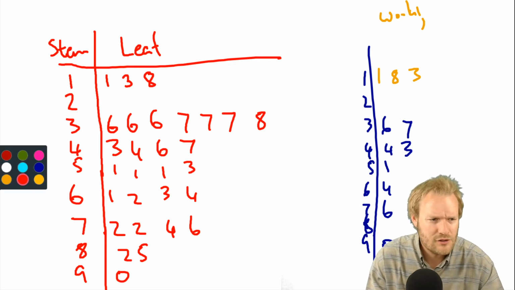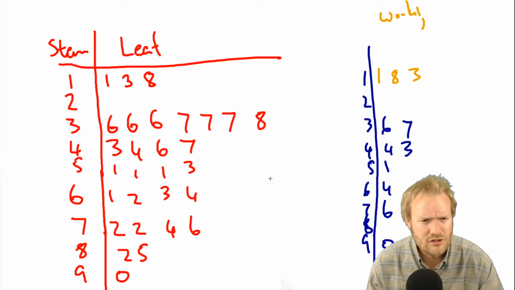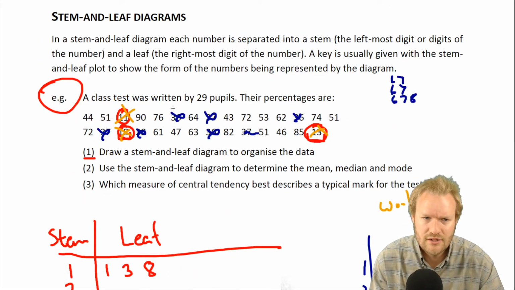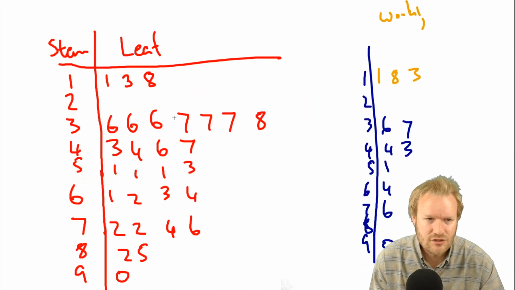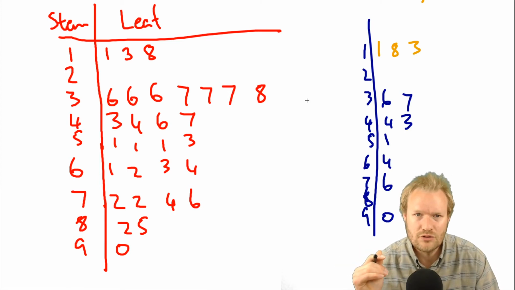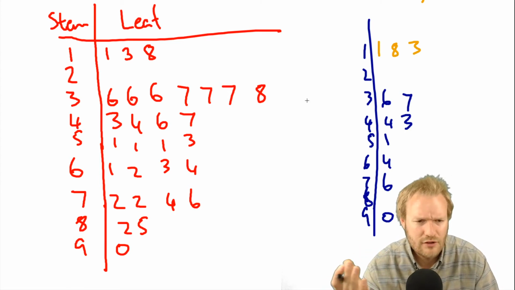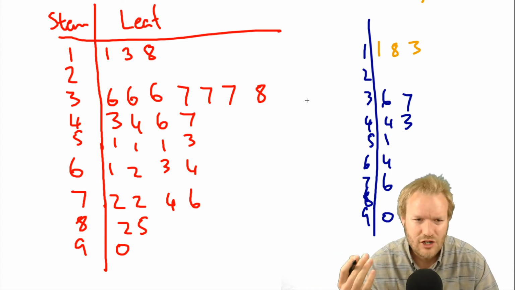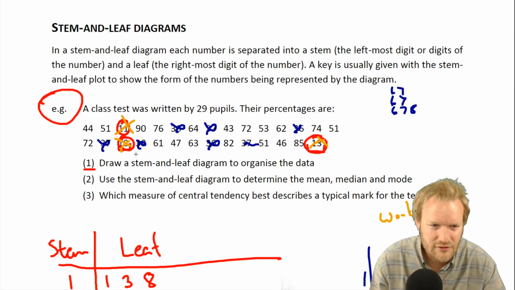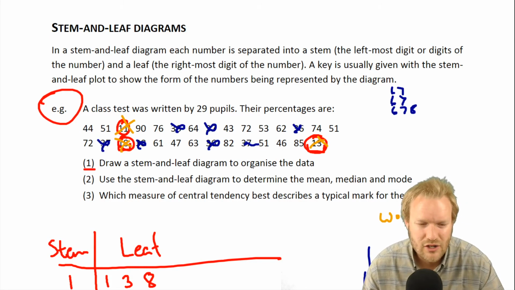Okay, so the question is, why in our data, this is a test that was written by 29 pupils, and here are the percentages, why is that a useful way to show all those test scores? Okay, there are a number of ways of looking at this. It's useful to summarize our data in some way, at least because looking at this mess over here, it's hard to tell what's going on.